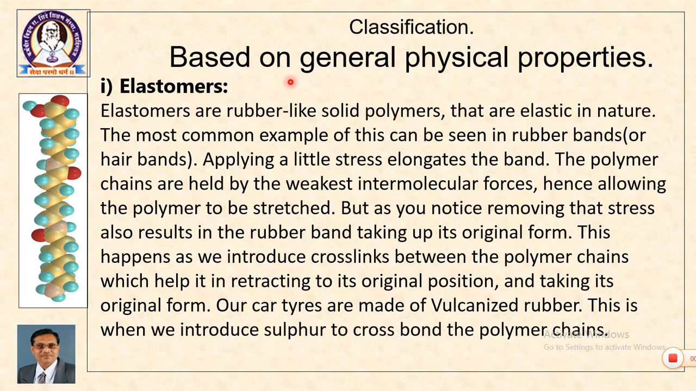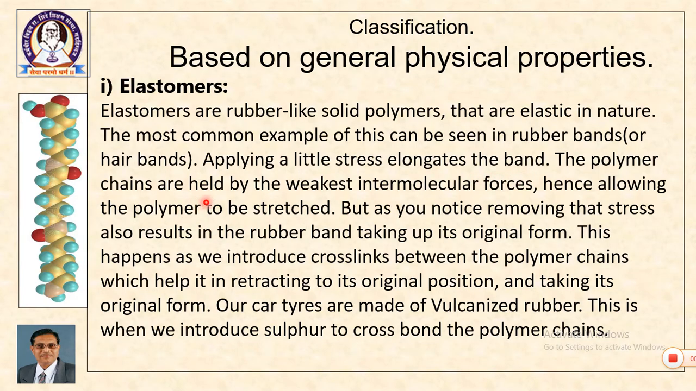Then there is a classification based upon general physical properties. The first category is elastomers. Elastomers are elastic polymers. So, elastomers are rubber like solid polymers that are elastic in nature. As I mentioned, these are elastic polymers. What is elasticity? Elasticity is the property whereby the article changes its shape when pressure is applied and it regains its shape when pressure is released. The most common example of this can be seen in rubber bands.